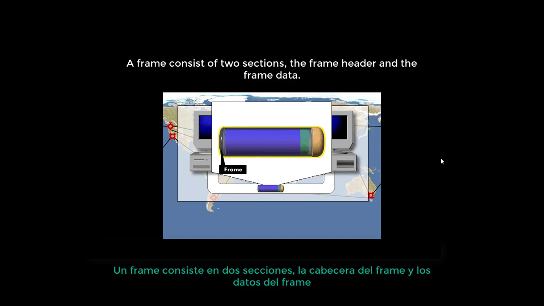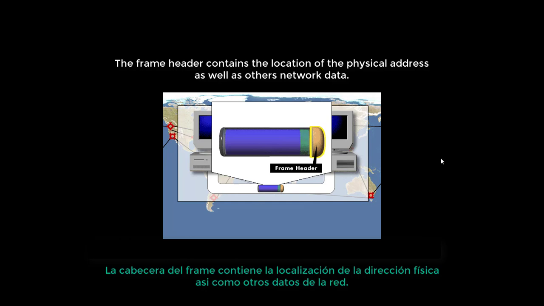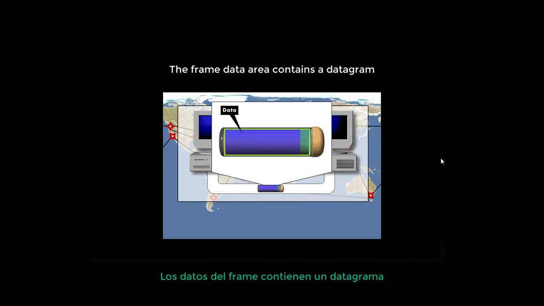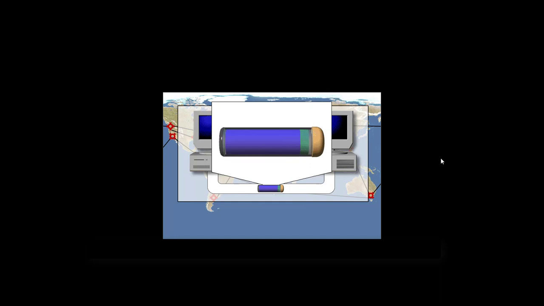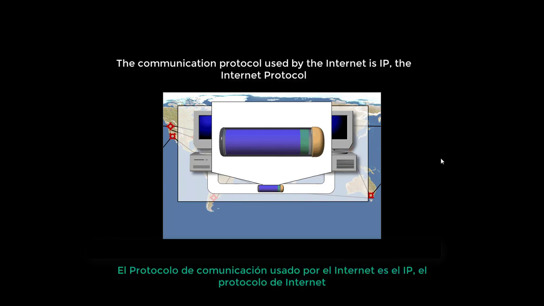A frame consists of two sections, the frame header and the frame data. The frame header contains the location of the physical address as well as other network data. The frame data area contains a datagram. To make sure that the computers can interpret the data in a frame, the computers use a common communication protocol. The communication protocol used by the Internet is IP, the Internet Protocol.